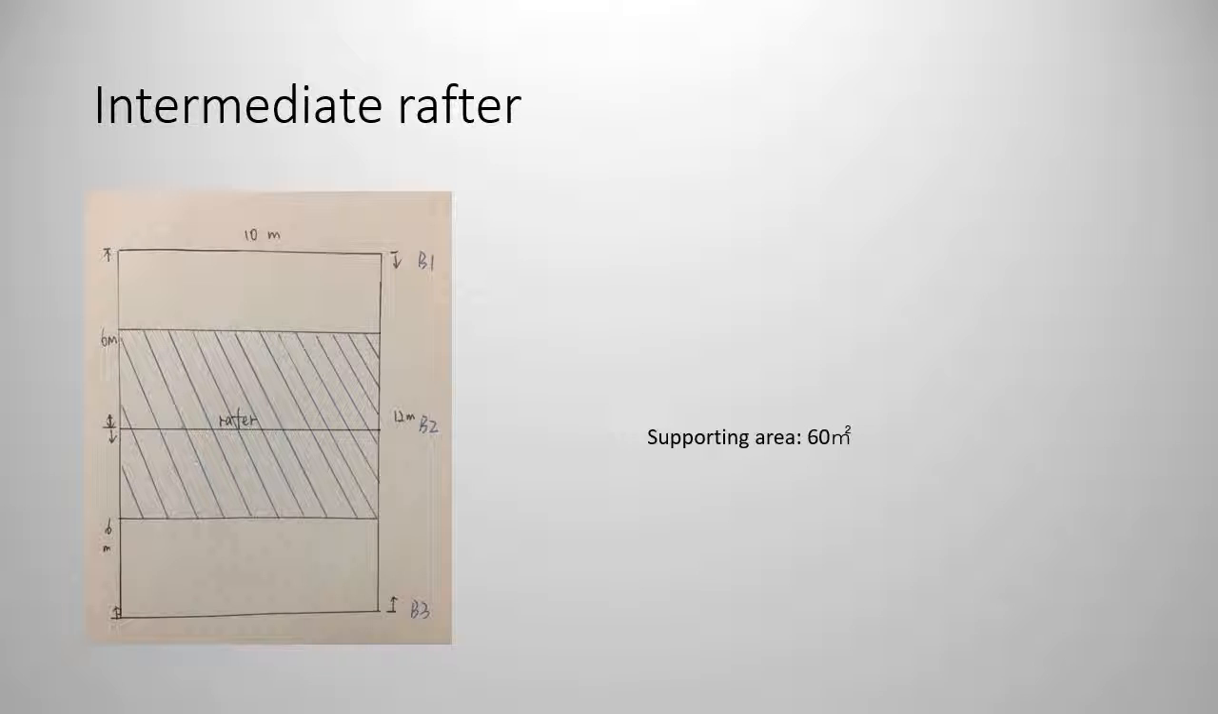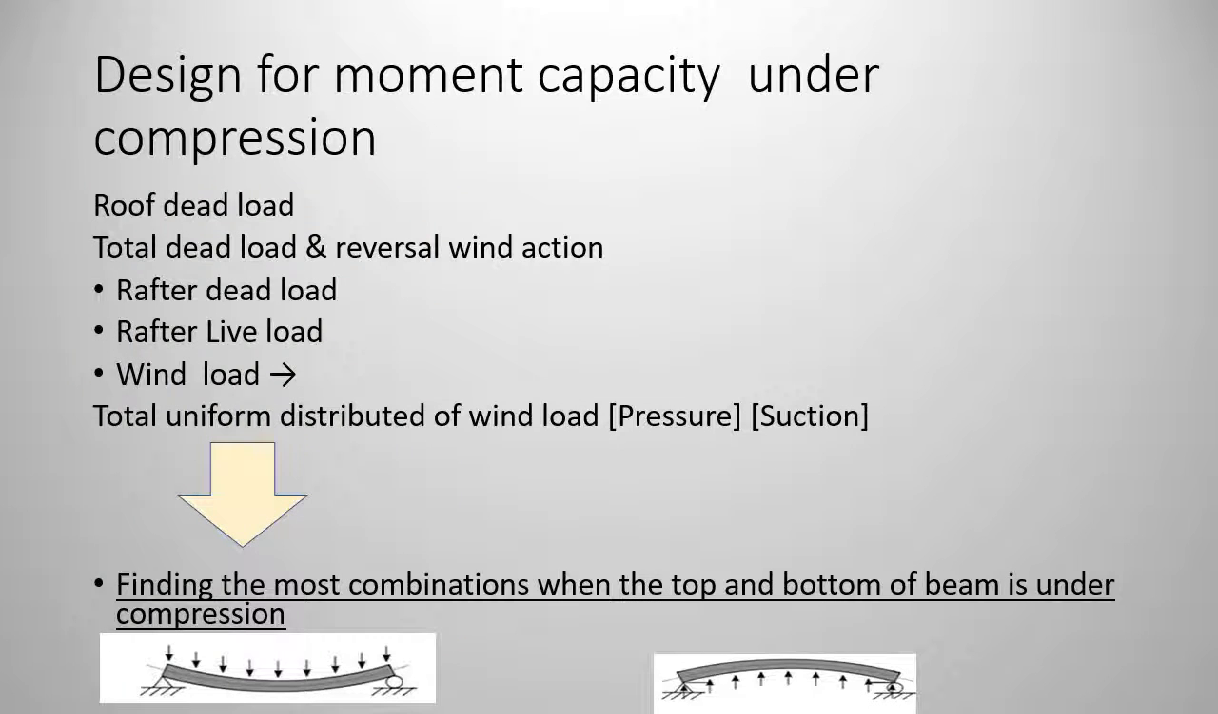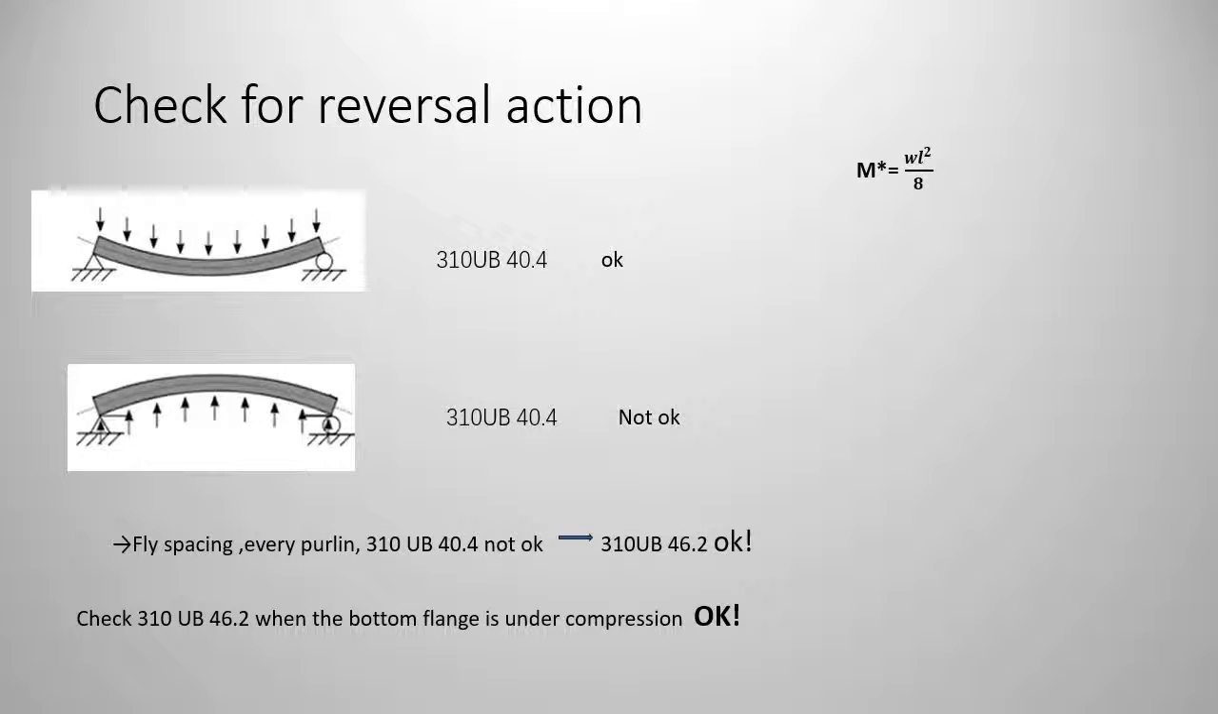This is the intermediate rafter, and the supporting area is 16 square meters. The first part is designed for moment capacity and compression. In the design for moment capacity and compression, 310 universal beam 40.4 is selected, but when we check for reversal action, 310 universal beam 40.4 is not acceptable.